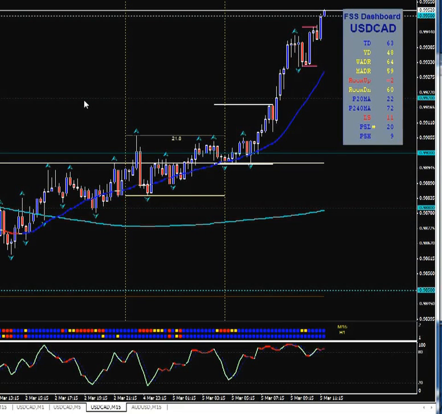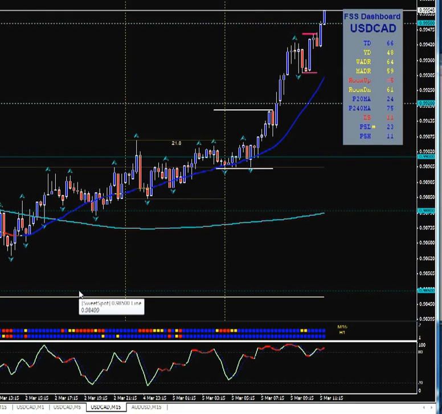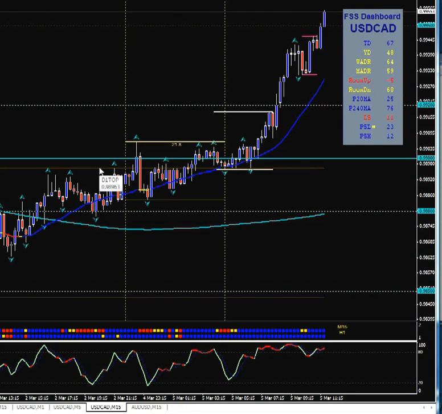What I'd like to show you today is my indicator, the key levels indicator. Very important indicator for me because it shows key support and resistance levels. What it shows is yesterday's high, which is this line here, D1 top, and yesterday's low, D1 bottom.